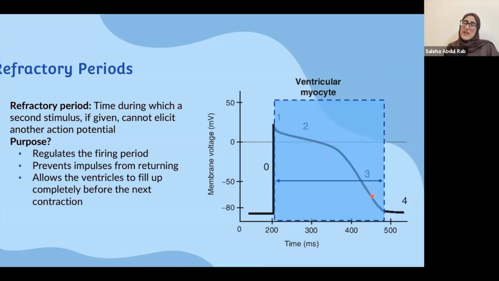Now, what is the purpose of a refractory period? It regulates the firing of these impulses. It prevents impulses from coming back because they can't overlap. So it prevents that, and it allows the ventricles to fill up completely before the next contraction occurs. So this allows the heart to really be effective at pumping blood to the rest of the body.